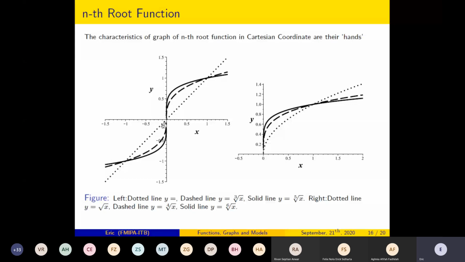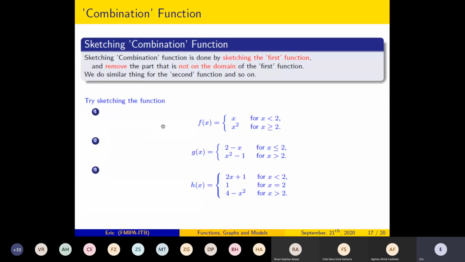Okay. And the last is combination function. Before we see, let's try sketching y equals x when x is less than 2, and x squared when x is greater than or equal to 2.